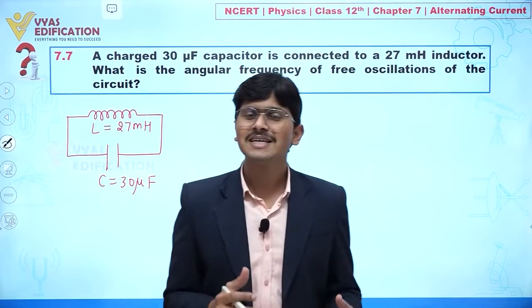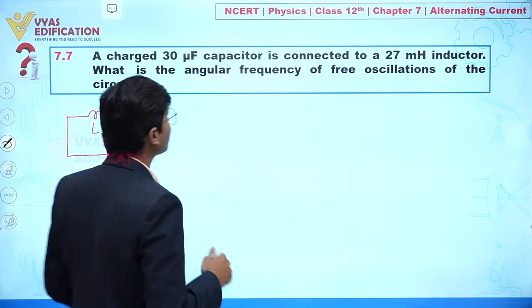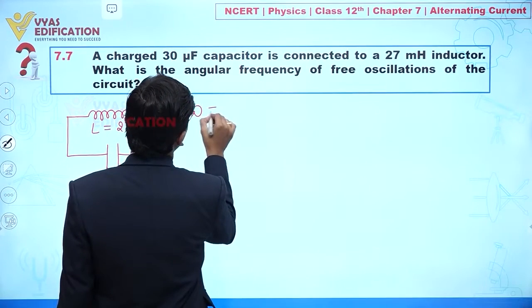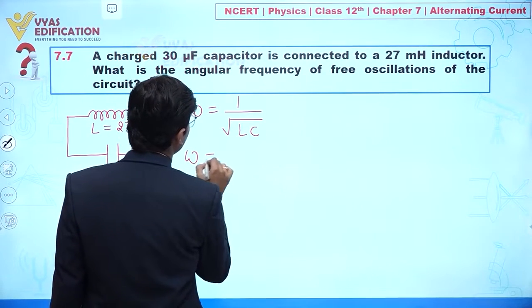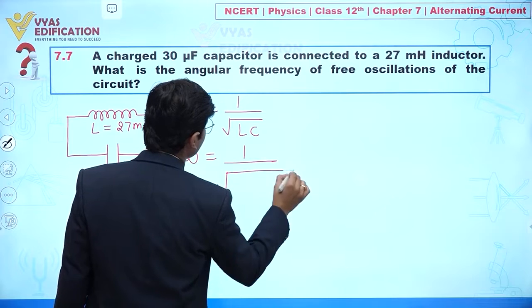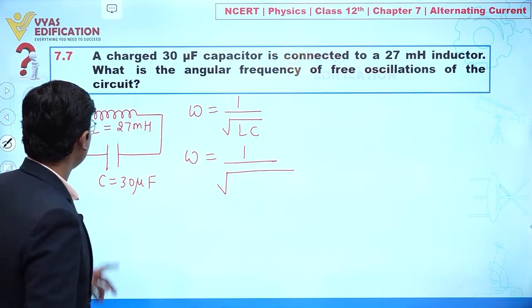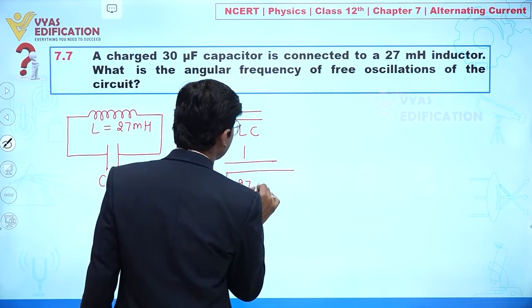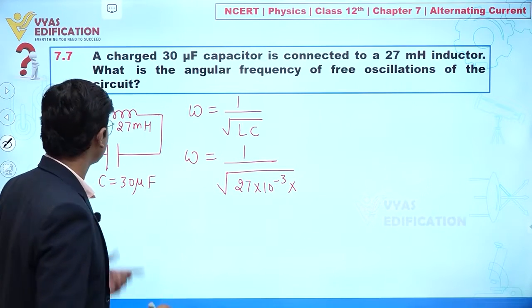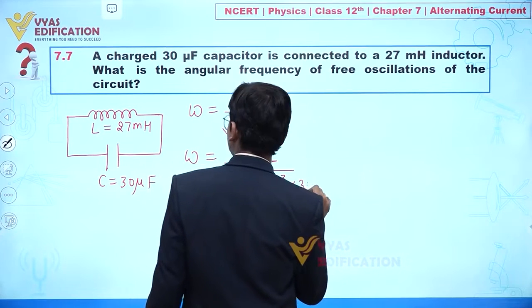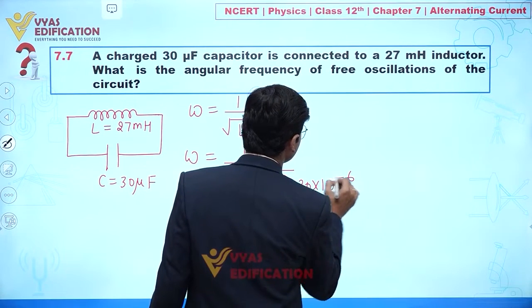Because this is a case of LC oscillation, and in LC oscillation we know omega is given by 1 upon under root of LC. Clear? So from here I can write 1 upon under root of L. Clear? L is given to you as 27 millihenry, so 27 into 10 to the power minus 3 multiplied by C. What about C? C is given as 30 into 10 to the power minus 6.